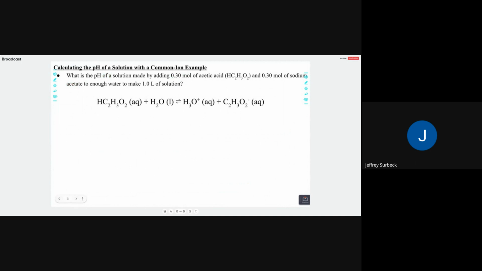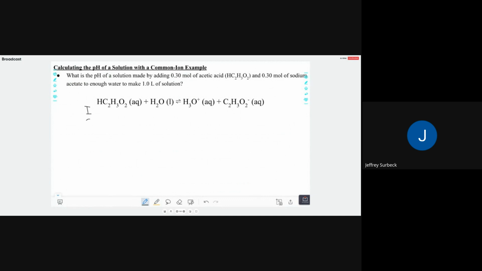We want to know what is the pH of a solution made by adding 0.3 moles of acetic acid to 0.3 moles of sodium acetate, in enough water to make a 1 liter solution. So I'm going to start out by saying we are going to have to get an ICE chart.